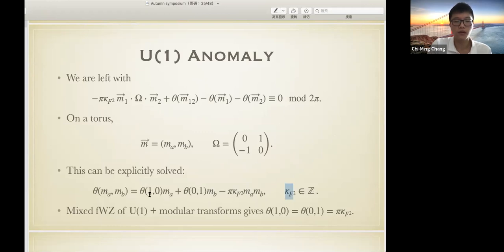By the consideration of finite Wess-Zumino for just U(1) transformations, we cannot fix the coefficient of the linear terms. But if we consider the mixed finite Wess-Zumino equations for U(1) transformation and modular transformation, this will tell us that the coefficient of the linear terms is also given by the anomaly coefficient κ F squared.